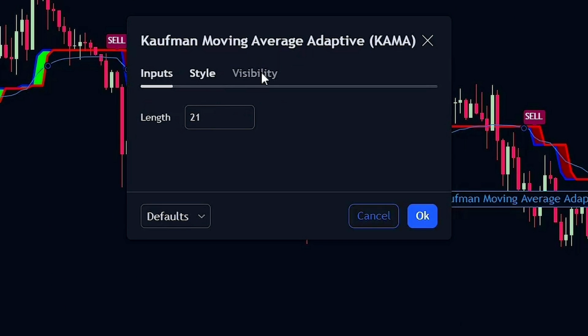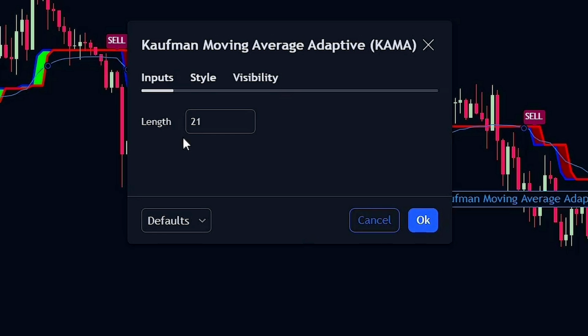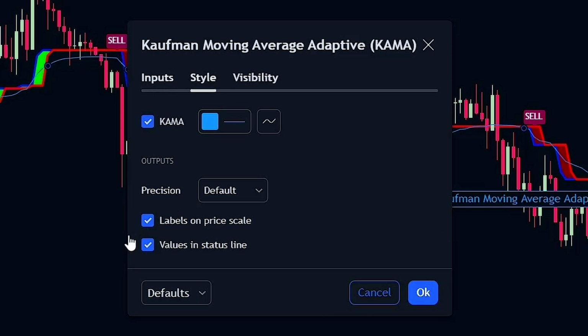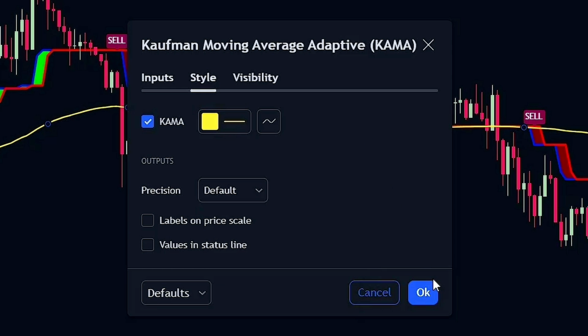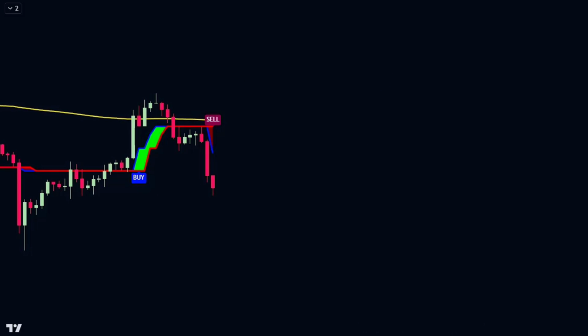Now that you've added the Kaufman Indicator, we need to tweak a few settings before we can use it as a trend detector. In the Inputs tab, change the length to 180. Then, in the Style tab, you can make the line thicker and even change its color to make it easier to see. All right, let's get to it.